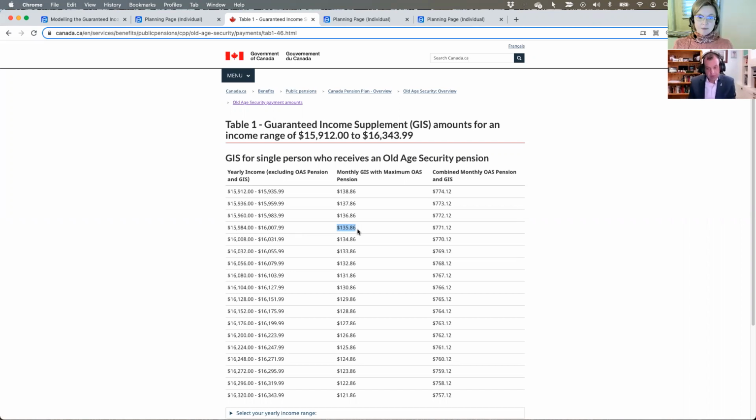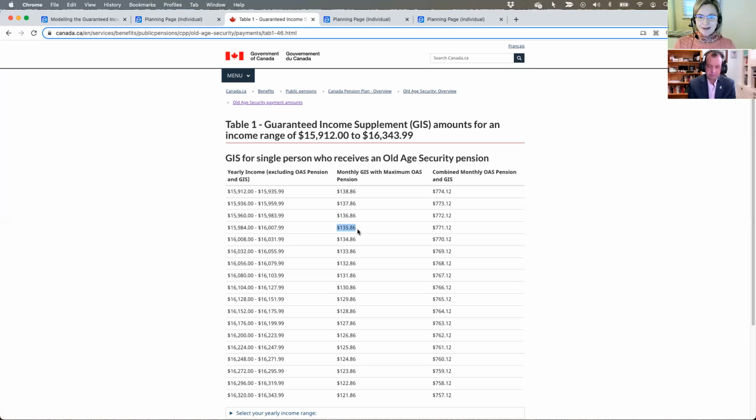It's not like OAS, which is 15%. It's anywhere from, I think it's 41 cents on the dollar up to 63 cents on the dollar, depending where you land in that income level. And it depends on if you're married as well and how much OAS you're receiving. It's too many things to consider automatically.